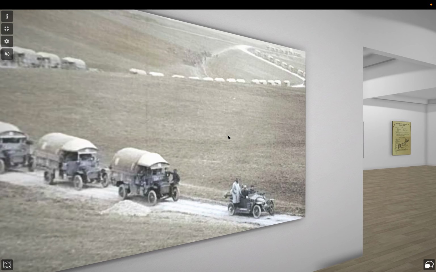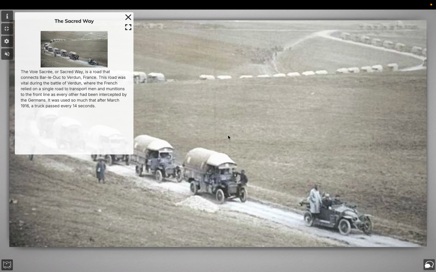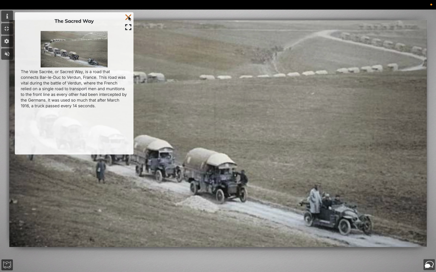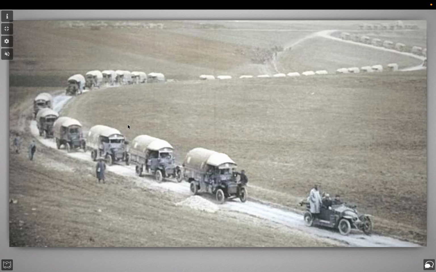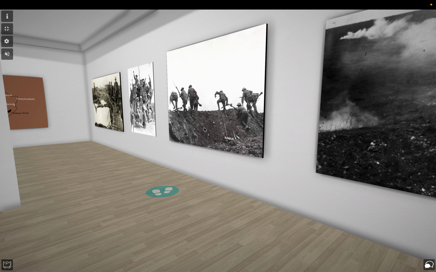So this is the Sacred Way. Oh my god. So basically, they only had one road connecting, and there was a truck every 14 seconds, because it was just one road, because every single other one was getting intercepted by German people.